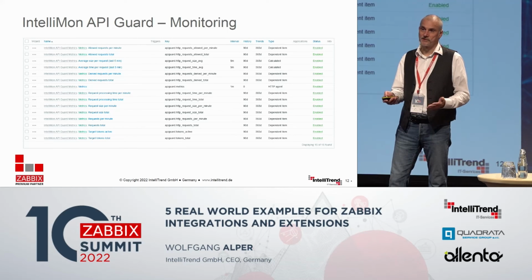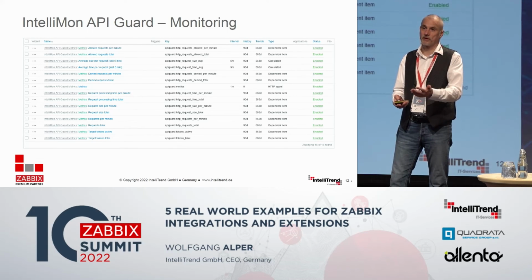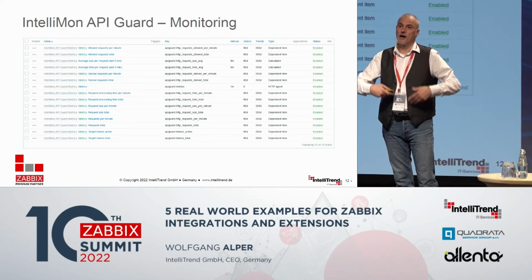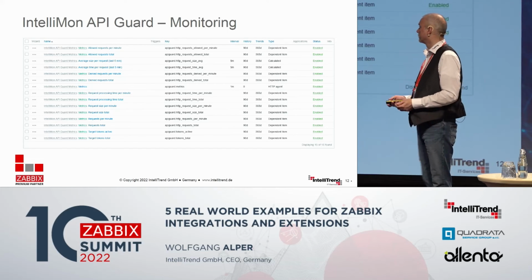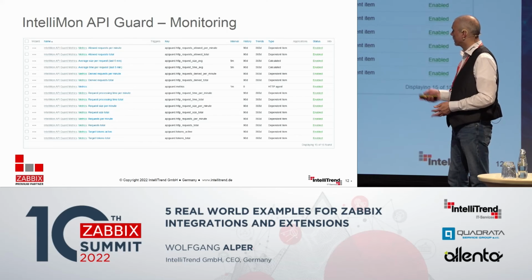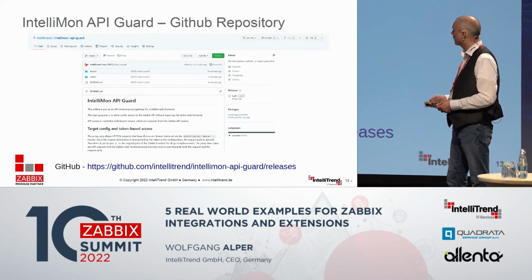You can monitor this API Guard, which is pretty nice, so you can see how many requests are allowed, how many requests are done, and how many requests are rejected. So a lot of this stuff, and how much data is passing back and forth, and so on.